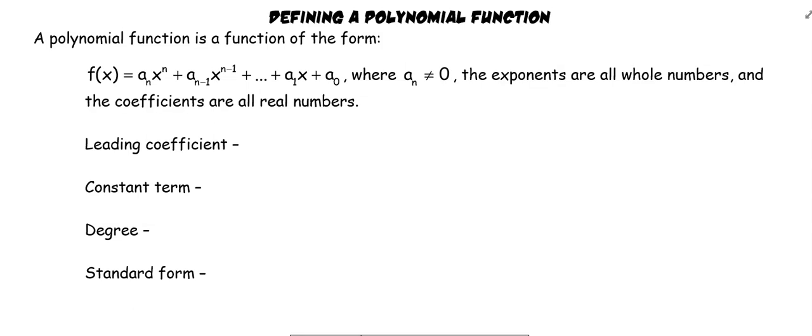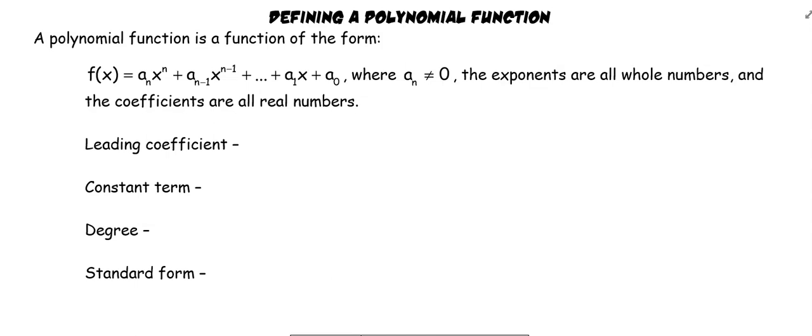Hello! This video is going to look at the different aspects of a polynomial function. So we can see here it says a polynomial function is a function of the form f of x is equal to a sub n x to the nth power plus a sub n minus 1 x to the n minus 1 plus and so on. That means there can be a lot more in between here. A sub 1 x plus a sub 0.